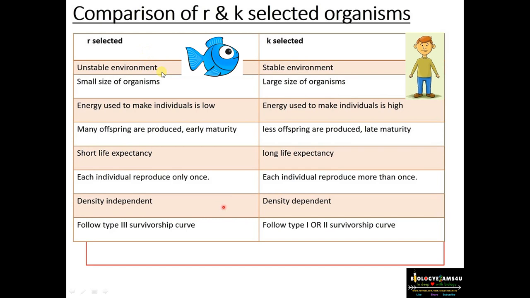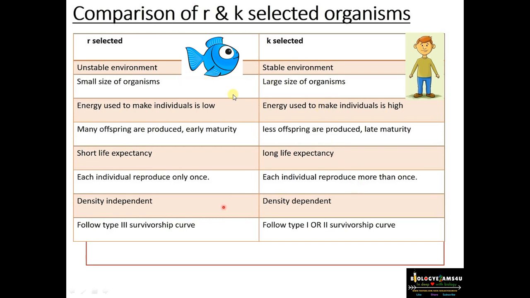So r-selected species can tolerate unstable environment. They are often small-sized organisms. They make numerous offsprings. Very few reach maturity. Therefore, short life expectancy. Often, individuals reproduce only once, it is density independent and follows type 3 survivorship curve, and we'll be discussing that. Then K selected is just the opposite, often lives in a stable environment. They are large size organisms with a smaller number of offsprings, having long life expectancy. Often individuals reproduce more than once. It is density dependent and follows type 1 or type 2 survivorship curve.